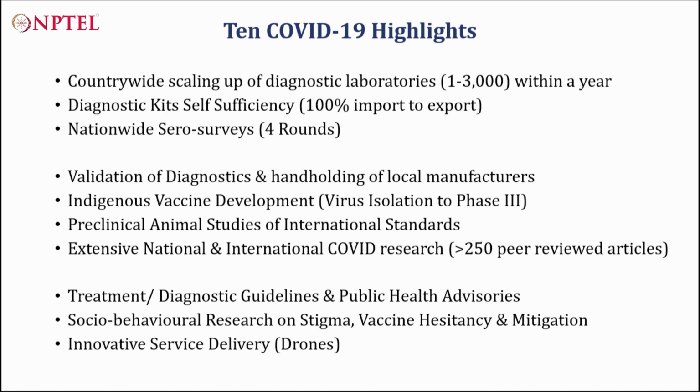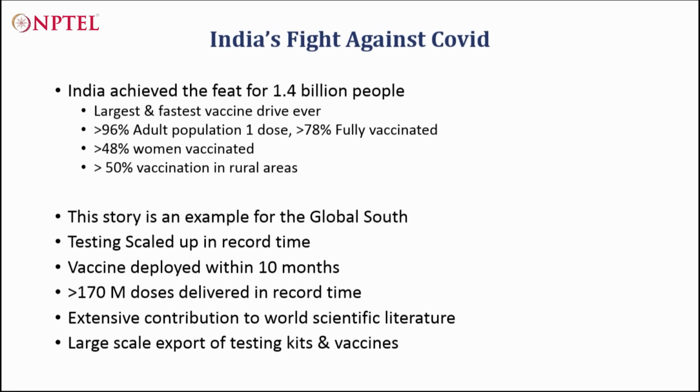So these were the major highlights while we were dealing with COVID-19. In India's fight against COVID, India achieved the feat of 1.4 billion people, the largest and fastest vaccine drive ever: more than 96% of the adult population with one dose, 78% fully vaccinated, more than 48% women vaccinated, more than 50% vaccination in rural areas. This story is an example for the global south.